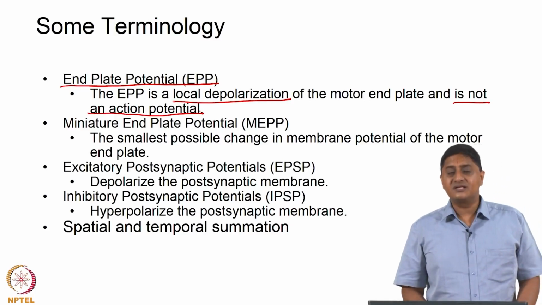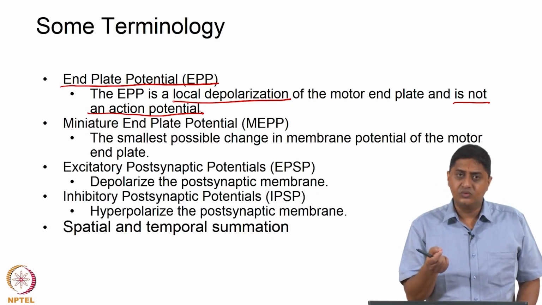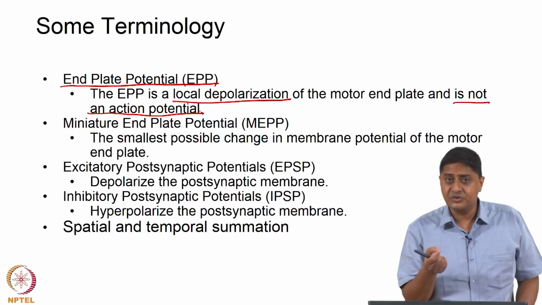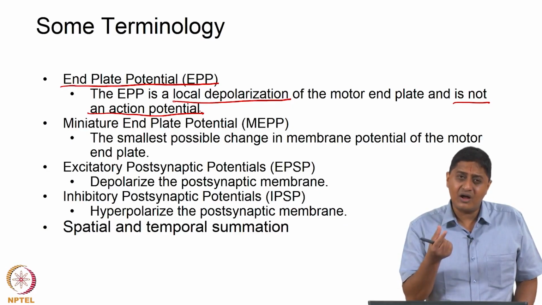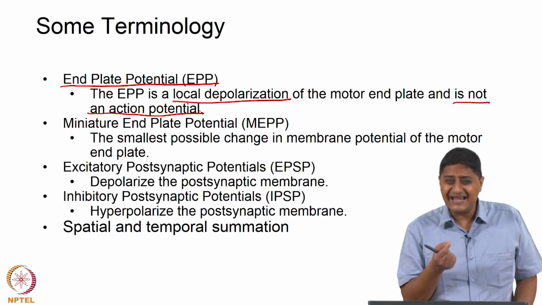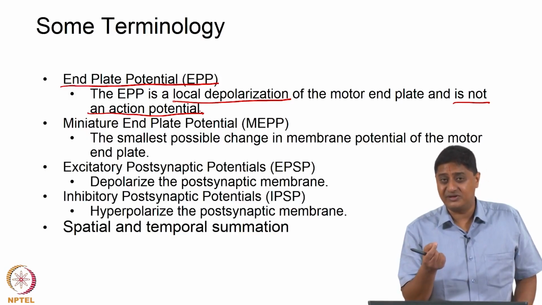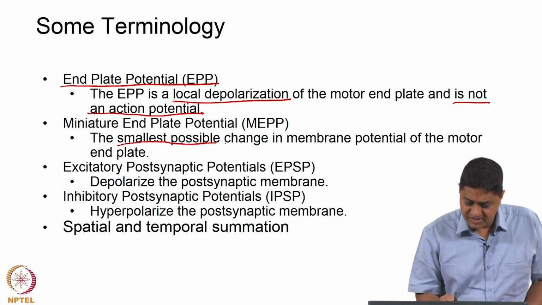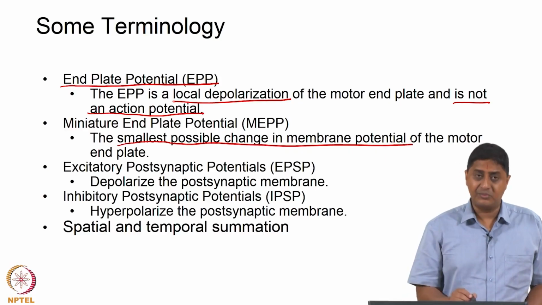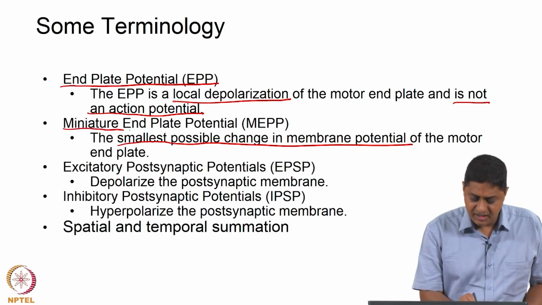Important. And let us assume that only one acetylcholine molecule attaches to a nicotinic cholinergic receptor that causes entry of a small amount of sodium into the muscle fiber, which causes a slight depolarization of the muscle fiber. This is the smallest possible change in the membrane potential of the motor end plate that is caused due to one acetylcholine molecule, and that is called the miniature end plate potential.